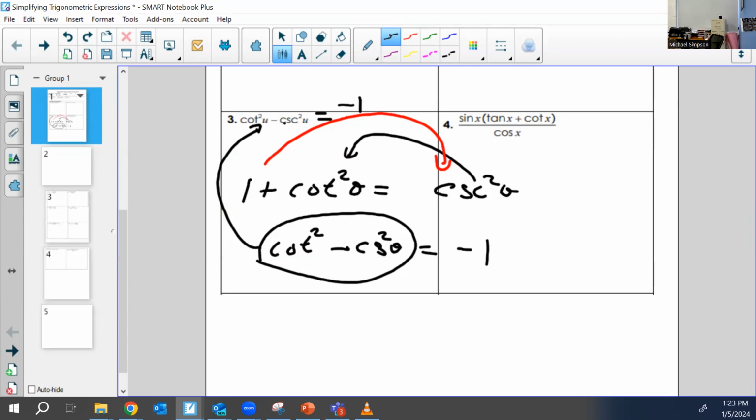Wait, here? Yeah, this minus cosecant. Oh, it's cosecant. I see. Yeah. Cosecant squared. Better?